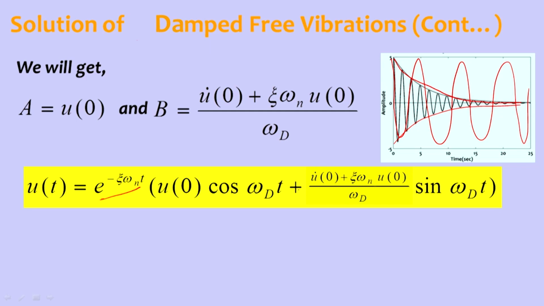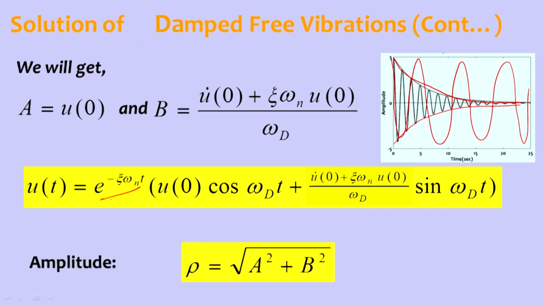Looking at this equation, you can clearly see that the constant term b has the zeta value, and cos omega d and sin omega d also contain damping terms in them. Then this envelope function e to the power of minus zeta omega n t shows how the vibration energy is reducing.